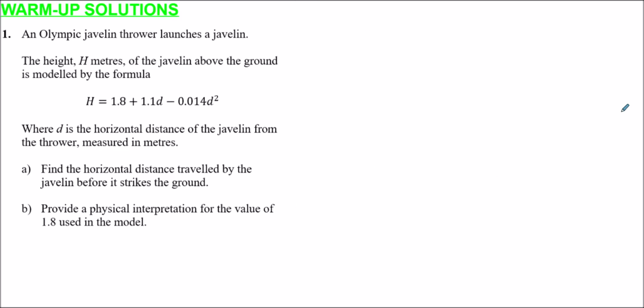So here we have an Olympic javelin thrower launches, in other words throwing a javelin. The height, h meters, of the javelin above the ground is modelled by this formula, where d is a horizontal distance of the javelin from the thrower measured in meters. For part A, we need to find the horizontal distance travelled by the javelin before it strikes the ground. So when it does strike the ground, we just need to realise that the height of it, h, is going to be 0. So for A, just sub h equals 0.